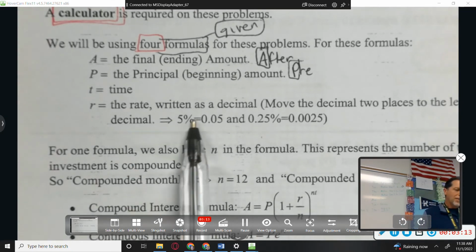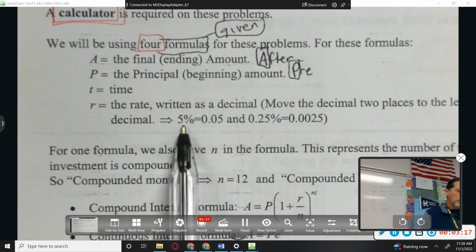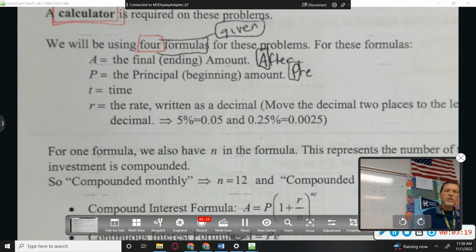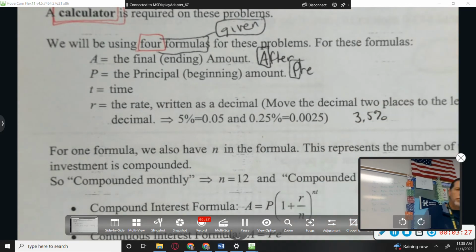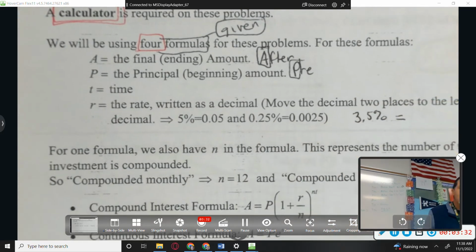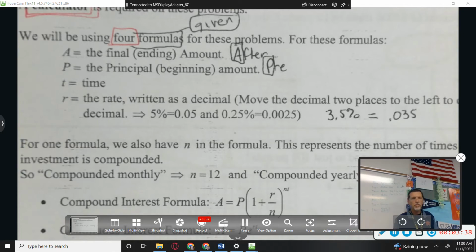R is rate. You've done this before, just be careful because when you go from a percentage to a decimal, you got to move the decimal 2 spots. Right? So let's practice one of those. What's 3.5%? 0.035. Okay. Good. So be careful with the percentages in there.